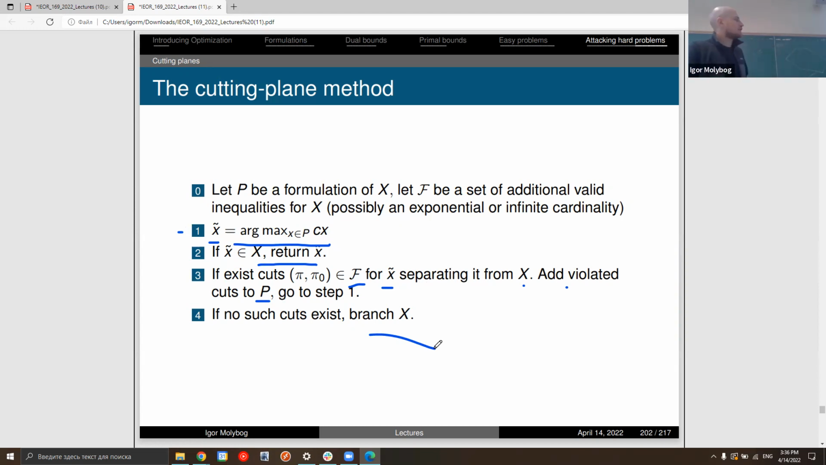Now the question is, if F consists of inequalities, why don't we just add all of these inequalities to P and just solve the corresponding LP? That would be a totally reasonable thing. Why do we need to iteratively add cuts or valid inequalities from F to P and then resolve over time?